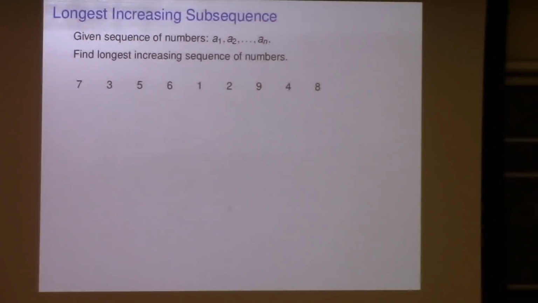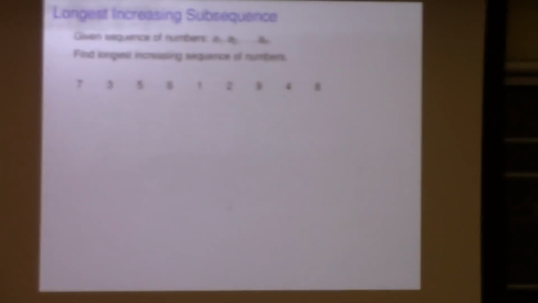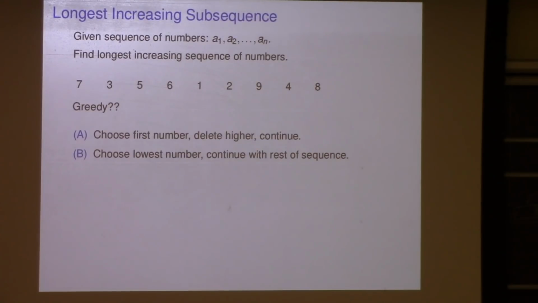3, 5, 6, 9 looks pretty long. It's 4. 1, 2, 4, 8. That seems long. Okay? So let's try greedy. So here's two options for the greedy. Now we just learned about greedy. Let's see why we're not doing greedy.